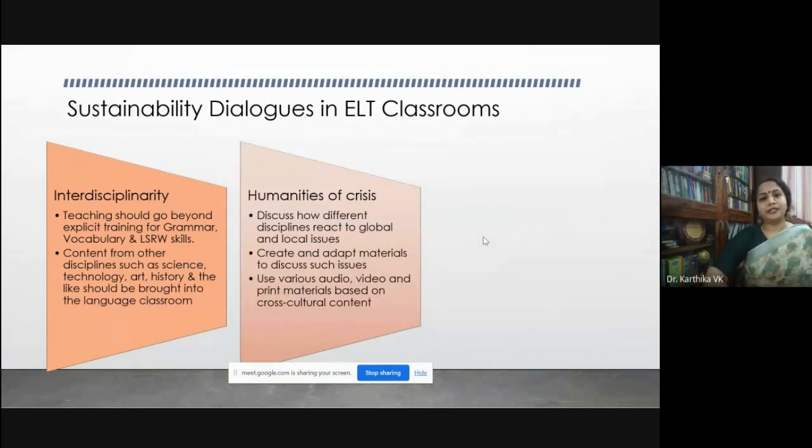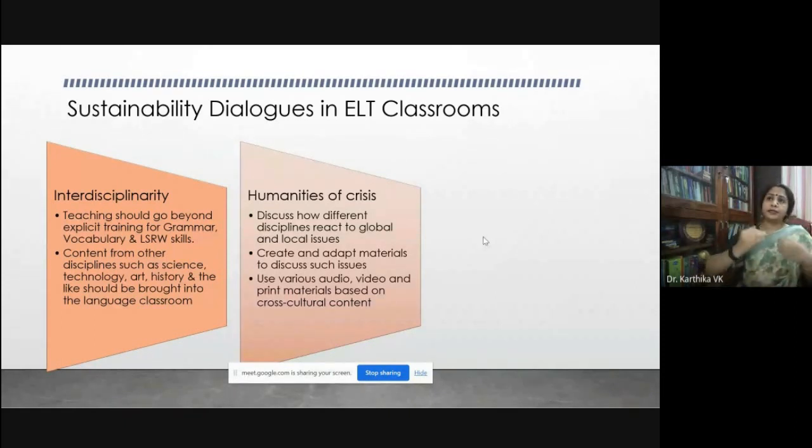Now we talk about humanities of crisis. When we discuss how different disciplines react to global and local issues, you can see that English language teaching in India, I stress, in India, is one segment that does not contribute much to this humanities of crisis. Literature does its job. Anthropology and sociology do their jobs, but ELT as a segment is not responding much. So integrating content about global disasters and global challenges is one way in which ELT can actually, in practice, respond to these things.